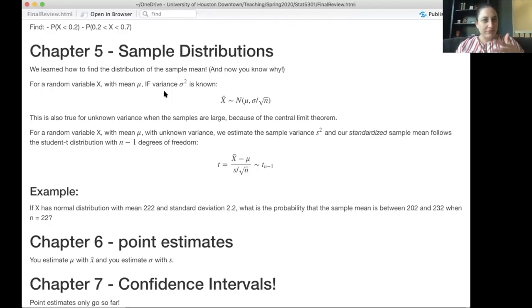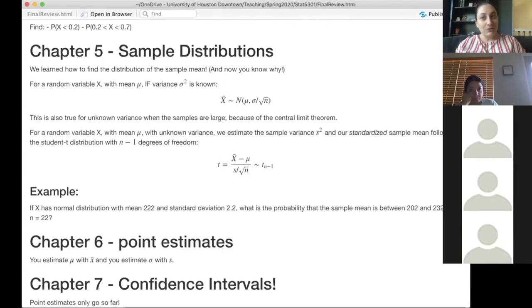In chapter 5, we introduced the concept of a sample mean, right? Finding the distribution of the sample mean. I didn't really explain why we were doing that, but now you know, because we're using that for all of our confidence intervals and our hypothesis tests, and all that good stuff, right? So now you know why we are finding this, right?